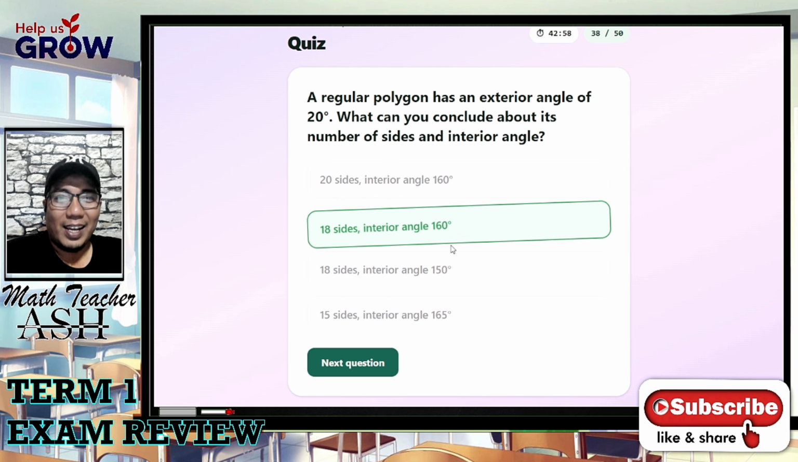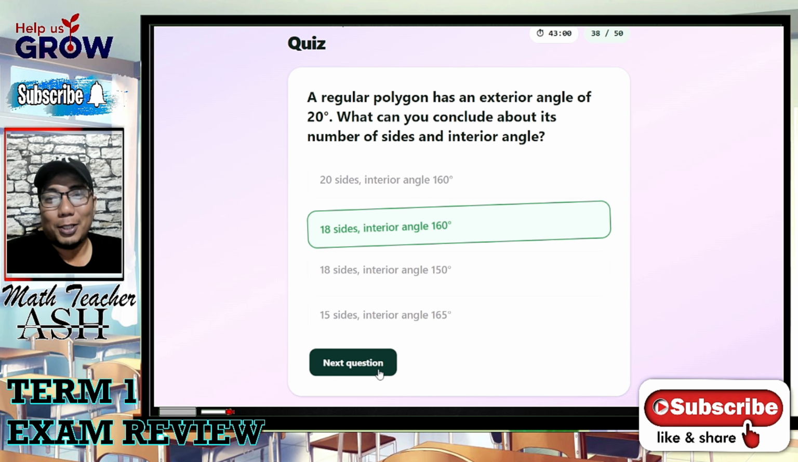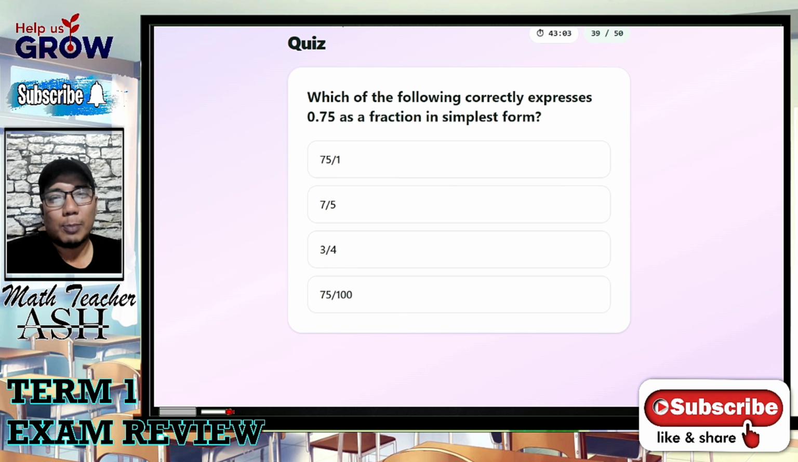Alright, easy, right? So now let us go to question number 39. Which of the following correctly expresses 0.75 or 75 hundredths as a fraction in simplest form? Is it 75 over 1? Is it 7/5? Is it 3/4? Or is it 75 over 100? What do you think is the answer?